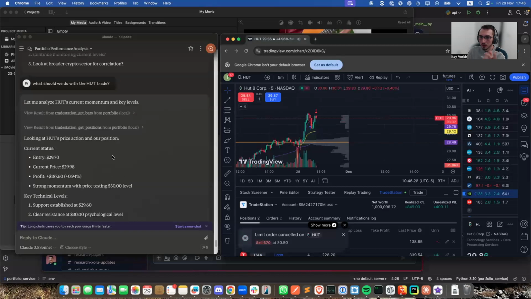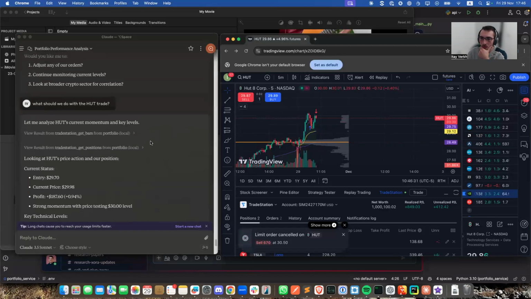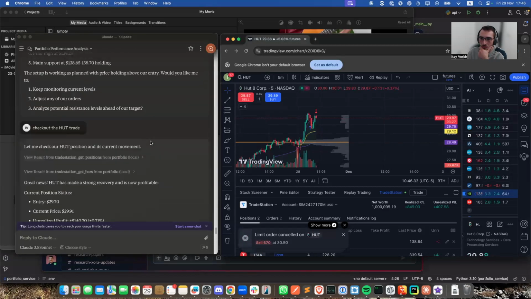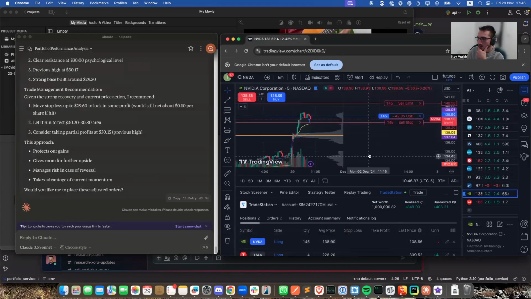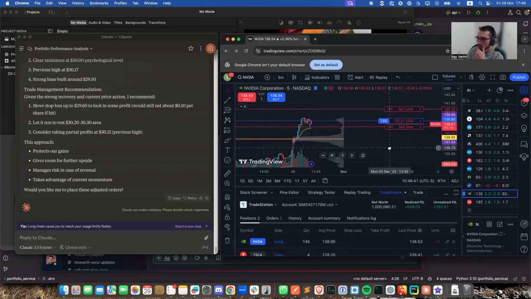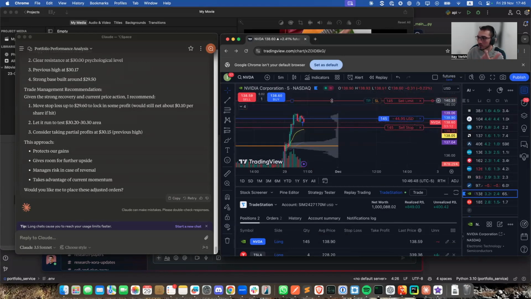And one more thing that I wanted it to analyze was the AI sector, and he recommended NVIDIA. As you can see, he took a trade here, but it's not doing very well, so obviously you can't win everything. But the stop loss is super tight here, so this might become profitable.